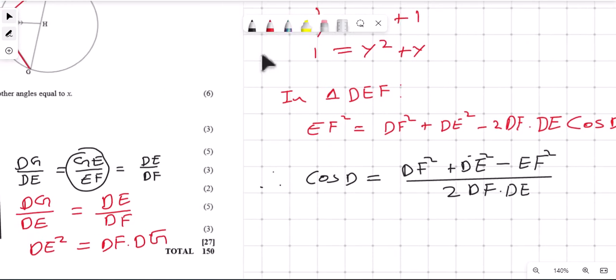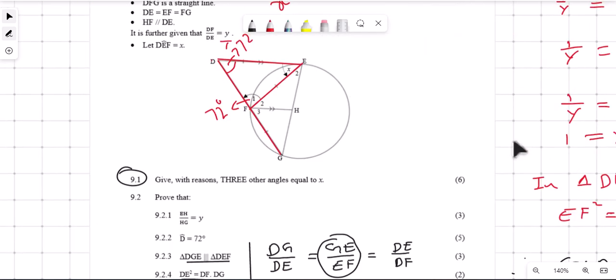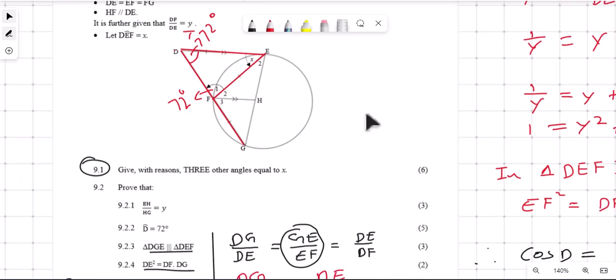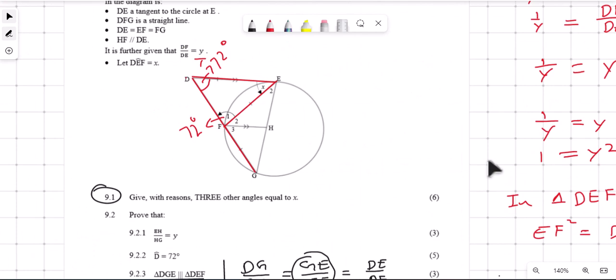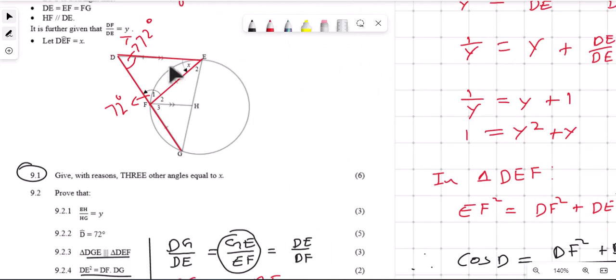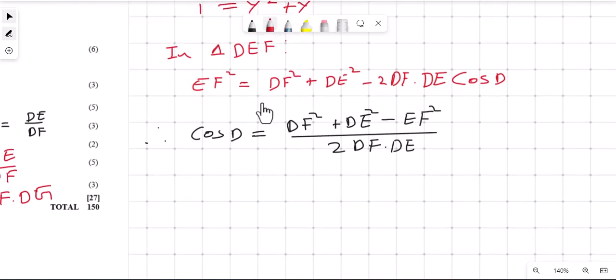DE, DE, EF. Let's come back here. EF is the same as DE. That makes our life easy. Now our life is easy. So it means this is 0. Is that correct? Yes. DE is equal to EF, so this is 0. They minus each other.